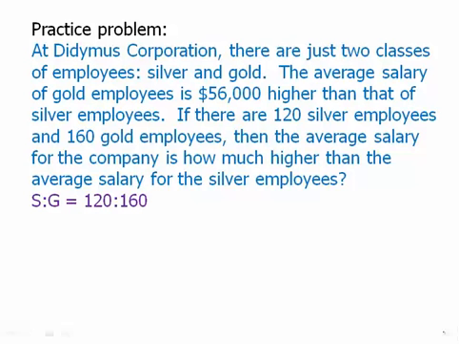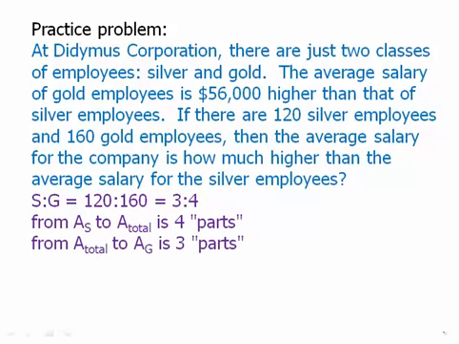First thing we're going to do is figure out this ratio. 120 to 160, that's 12 over 16, which is 3 over 4. So the distance from the silver to the total is going to be 4 parts. It's going to be the longer distance, the slightly longer distance, because the silvers are a slightly smaller group. The distance from the total up to the average for the gold, that's only going to be 3 parts, because that's the larger group. It's going to have a smaller distance. Together, that's 7 parts, and that's going to have to equal $56,000.